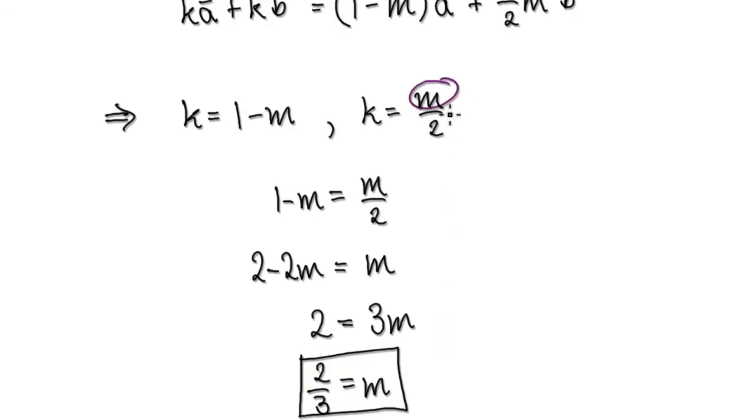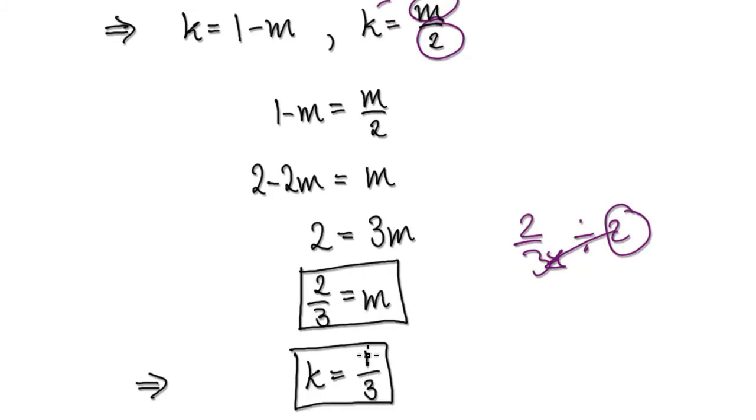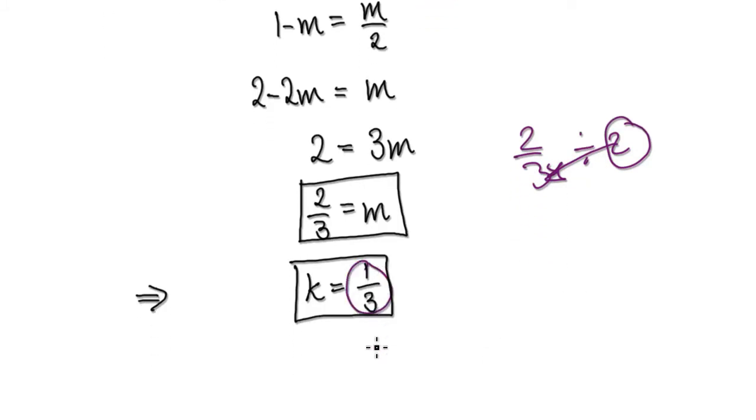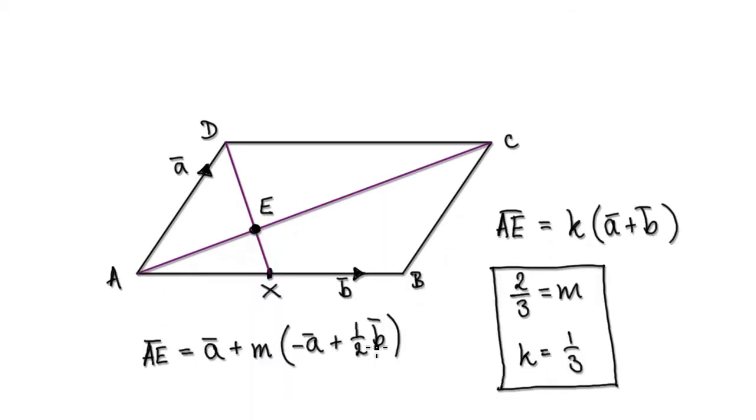Well, m divided by 2 will give you k. So looking at this, 2 over 3 is m divided by 2. It gets multiplied to the bottom, so it will give you a third. So k equals a third. So now we know m and k.